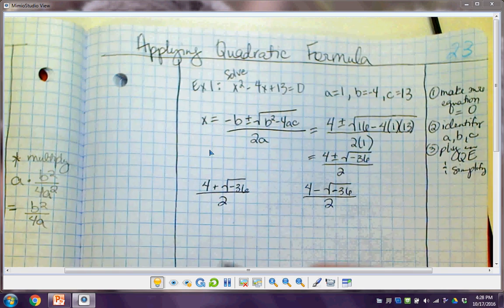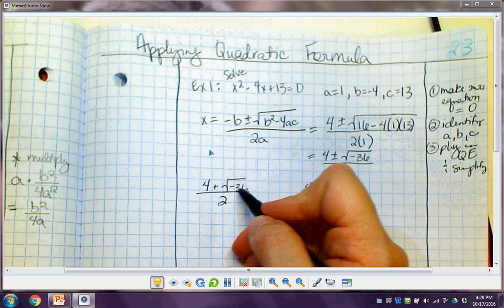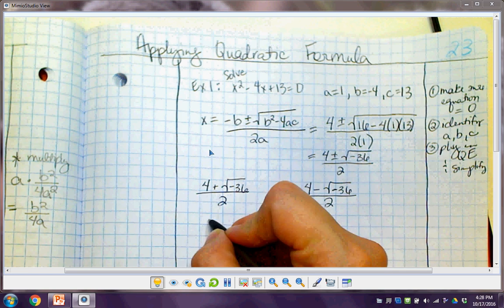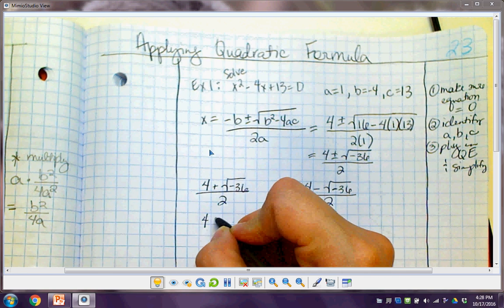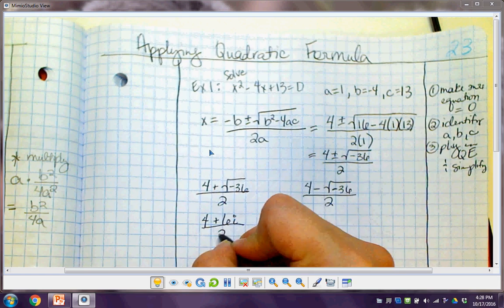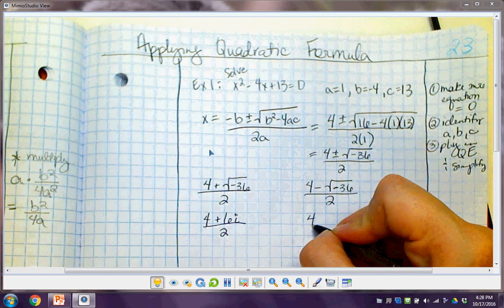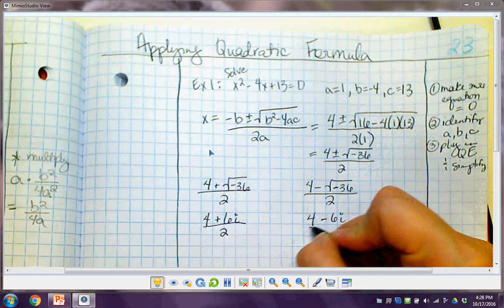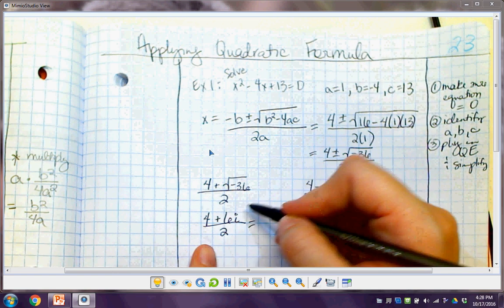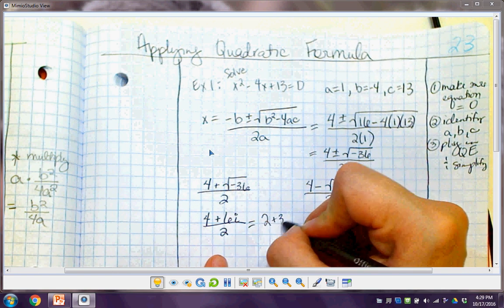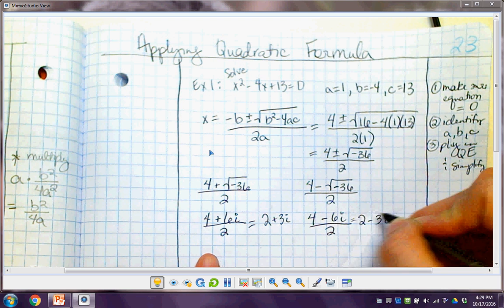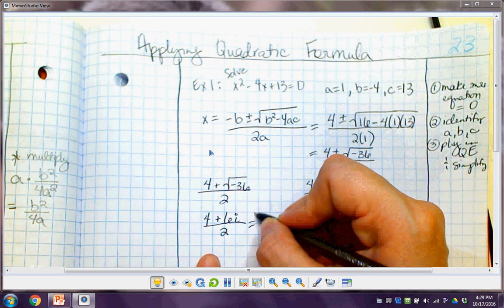So this involves my imaginary numbers. The square root of negative 36 is 6i. And if I'm dividing everything by 2, I have to divide both of these by 2. 2 plus 3i, 2 minus 3i. And those are my 2 solutions.